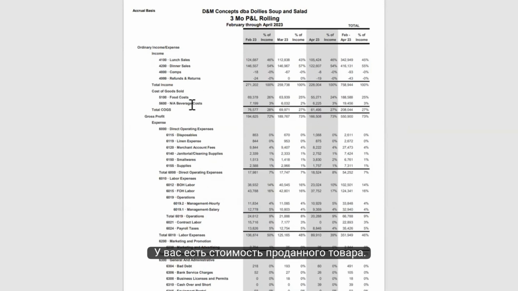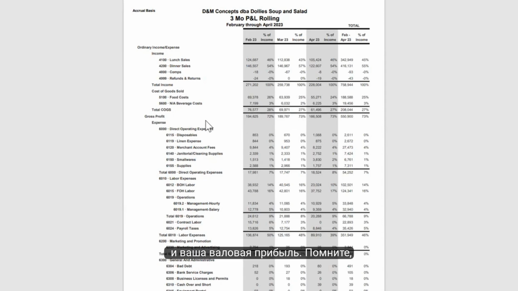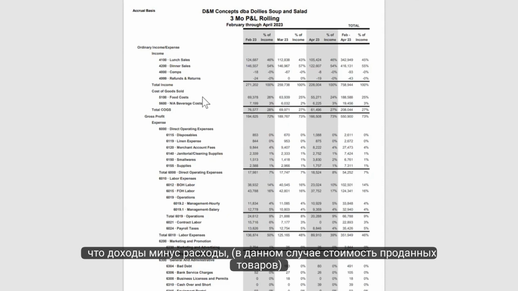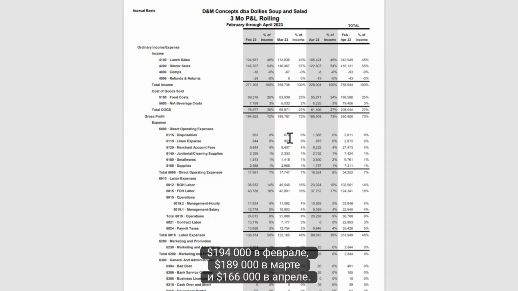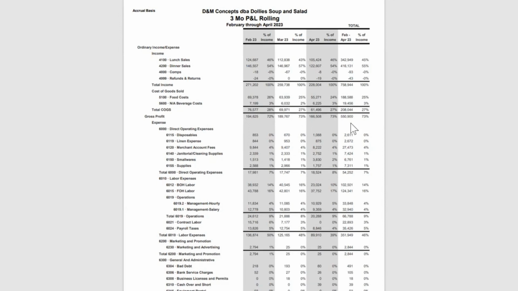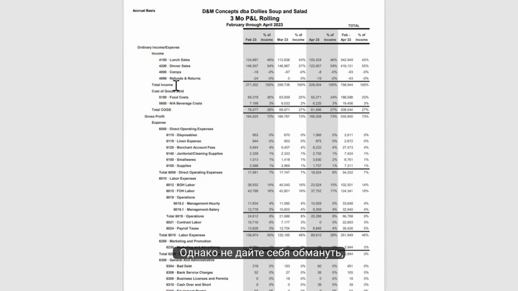You have your cost of goods sold. So in a restaurant, you have food costs, you have beverage costs. Your total cost for February was 76, 69, 61. And your gross profit, remember, revenue minus expense, in this case cost of goods sold, equals your profit: 194 in February, 189 in March, and 166 in April, with your total February through April of 550,900 for gross profit. However, don't get fooled, that's not all. You have expenses too, right?